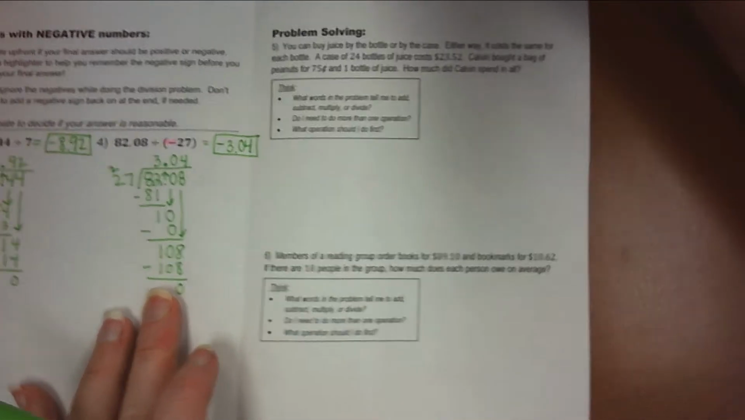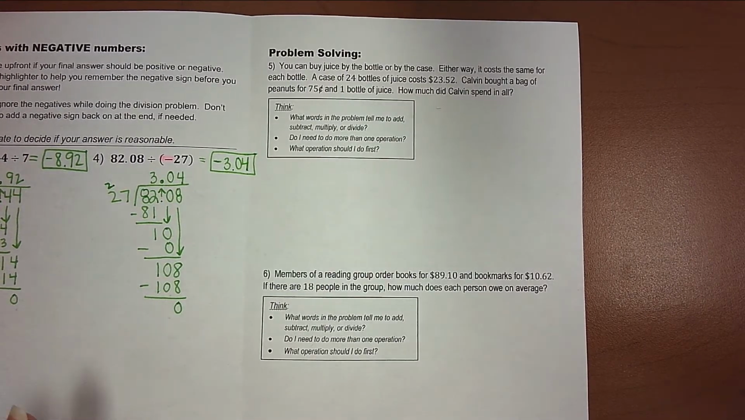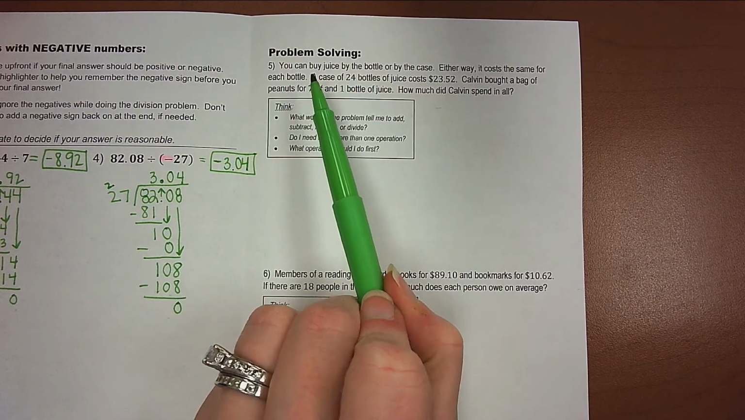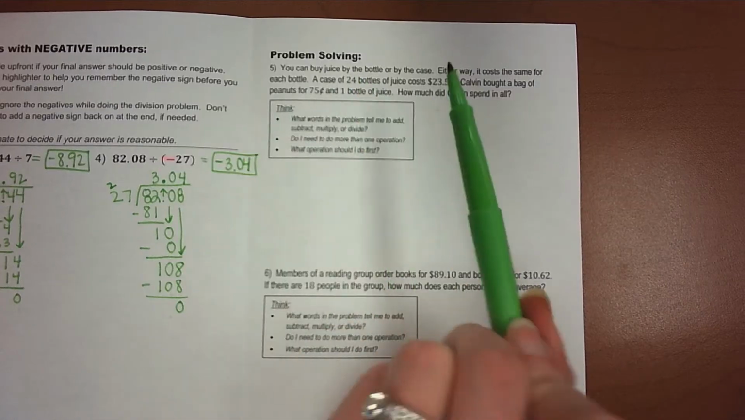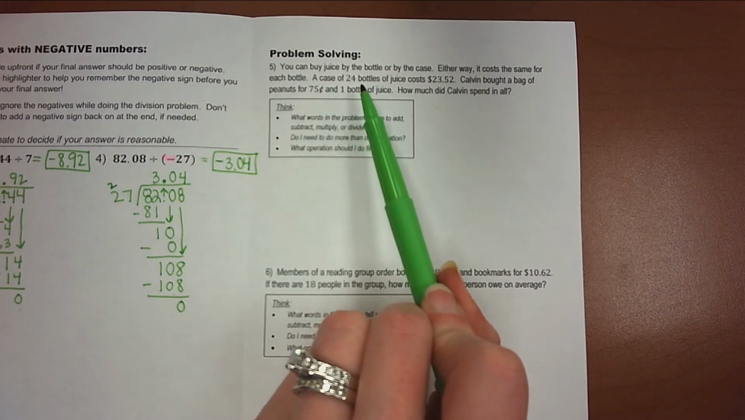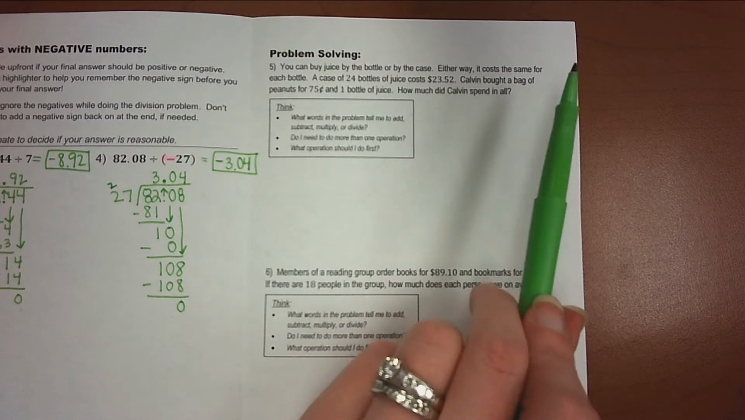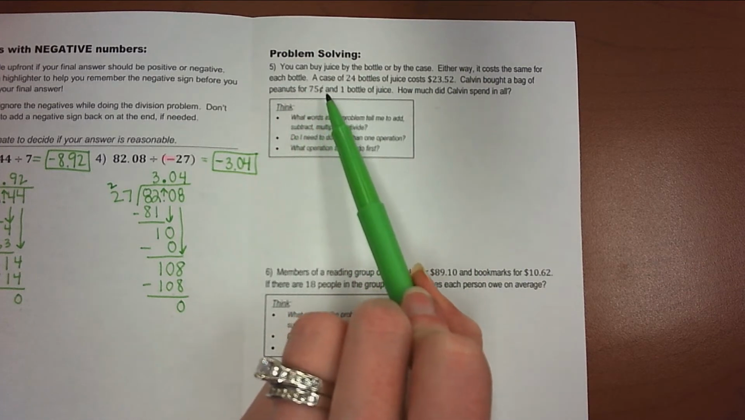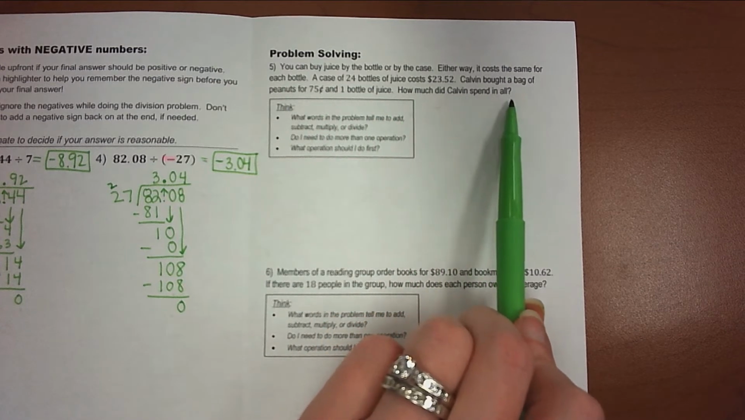The last thing that we're going to do today is problem solve with dividing decimals by integers. And so the first problem we have says you can buy juice by the bottle or by the case. Either way, it costs the same for each bottle. A case of 24 bottles of juice costs $23.52. Calvin bought a bag of peanuts for 75 cents and one bottle of juice. How much did Calvin spend in all?